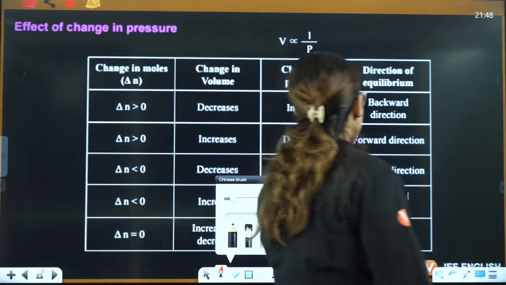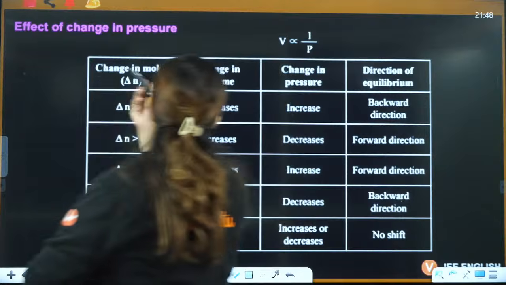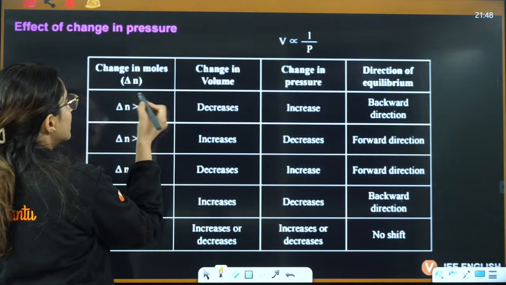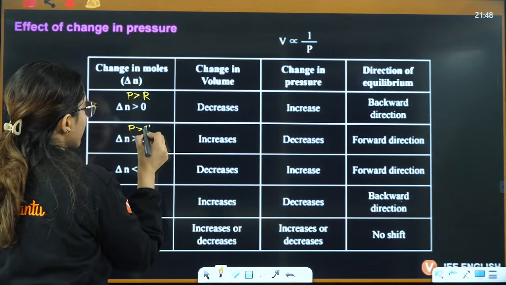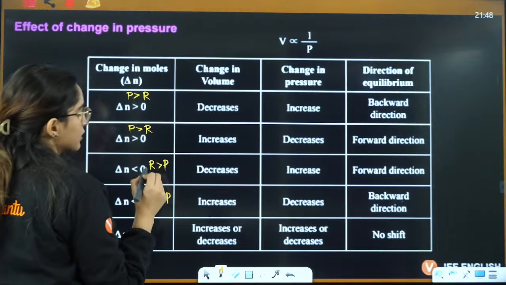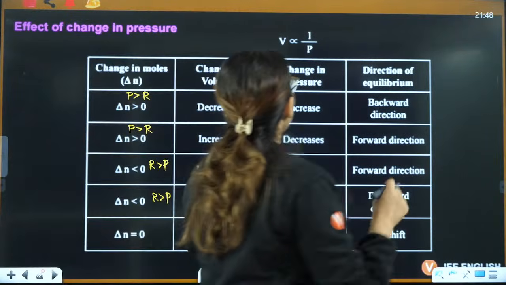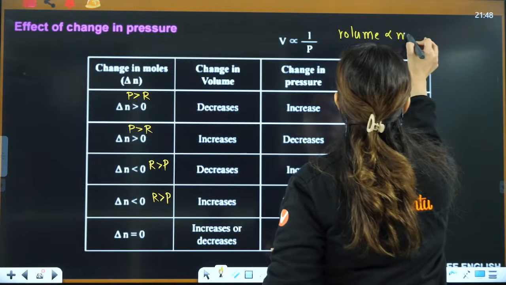Then change in volume. Now volume is always opposite to pressure, so you can do the same thing. I'll just write delta Ng. Greater means product is greater than reactant. Here reactant is greater than product. Now remember that volume and moles are directly proportional.